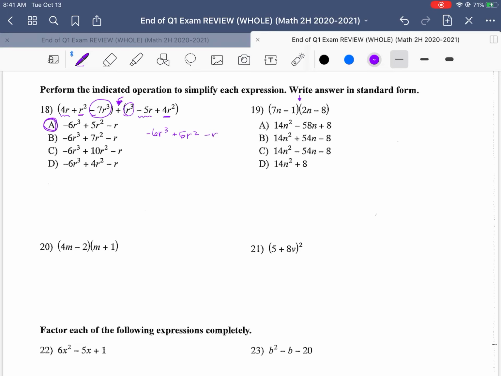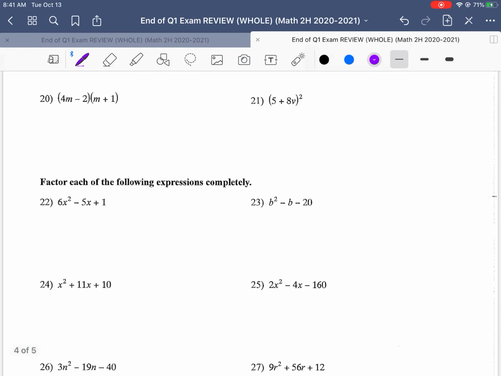On 19, this one's multiplication. There's no addition or subtraction between there, so we do need to distribute. So we start to FOIL. 7n times 2n is 14n squared. 7n times -8 is -56n. -1 times 2n is -2n, and -1 times -8 is +8. We combine those middle terms, and we get -58n. So it looks like, again, we're looking at A.